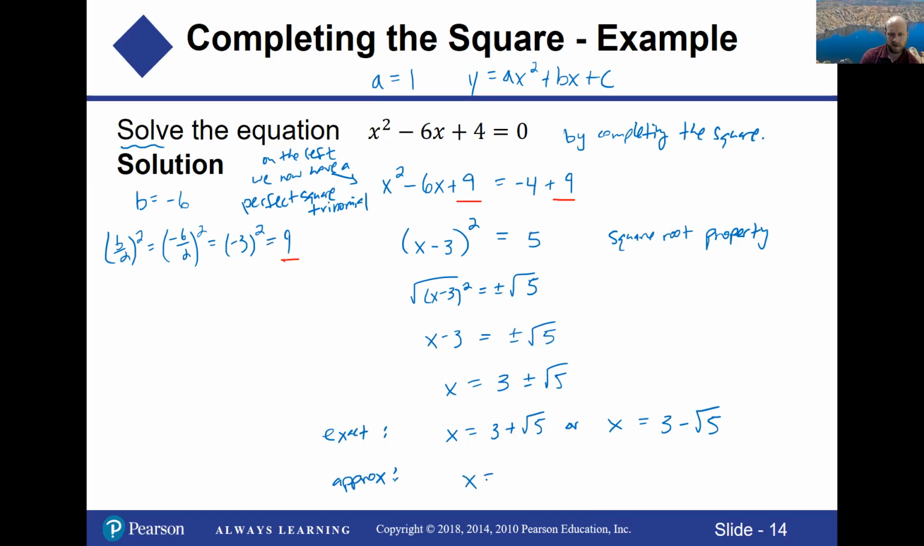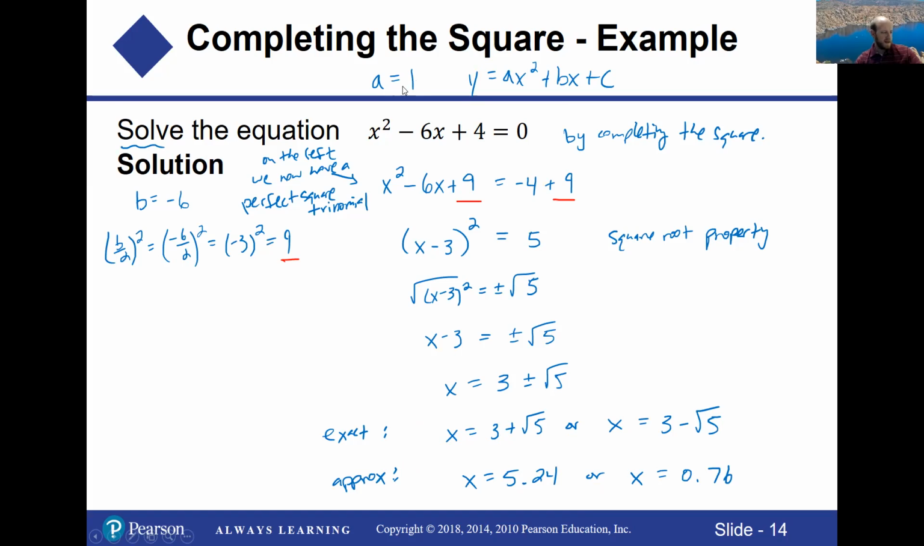So this one is 3 plus the square root of 5. Let's round it to the nearest hundredth. That's about 5.24. And this one is about 0.76, rounded to the nearest hundredth. So this is the exact answer. On your homework, if it asks you for the exact answer, you would include the radical. If it asks you for the approximate answer, you would round it to whatever they want you to round it to. So that's an example of completing the square when a is equal to 1.